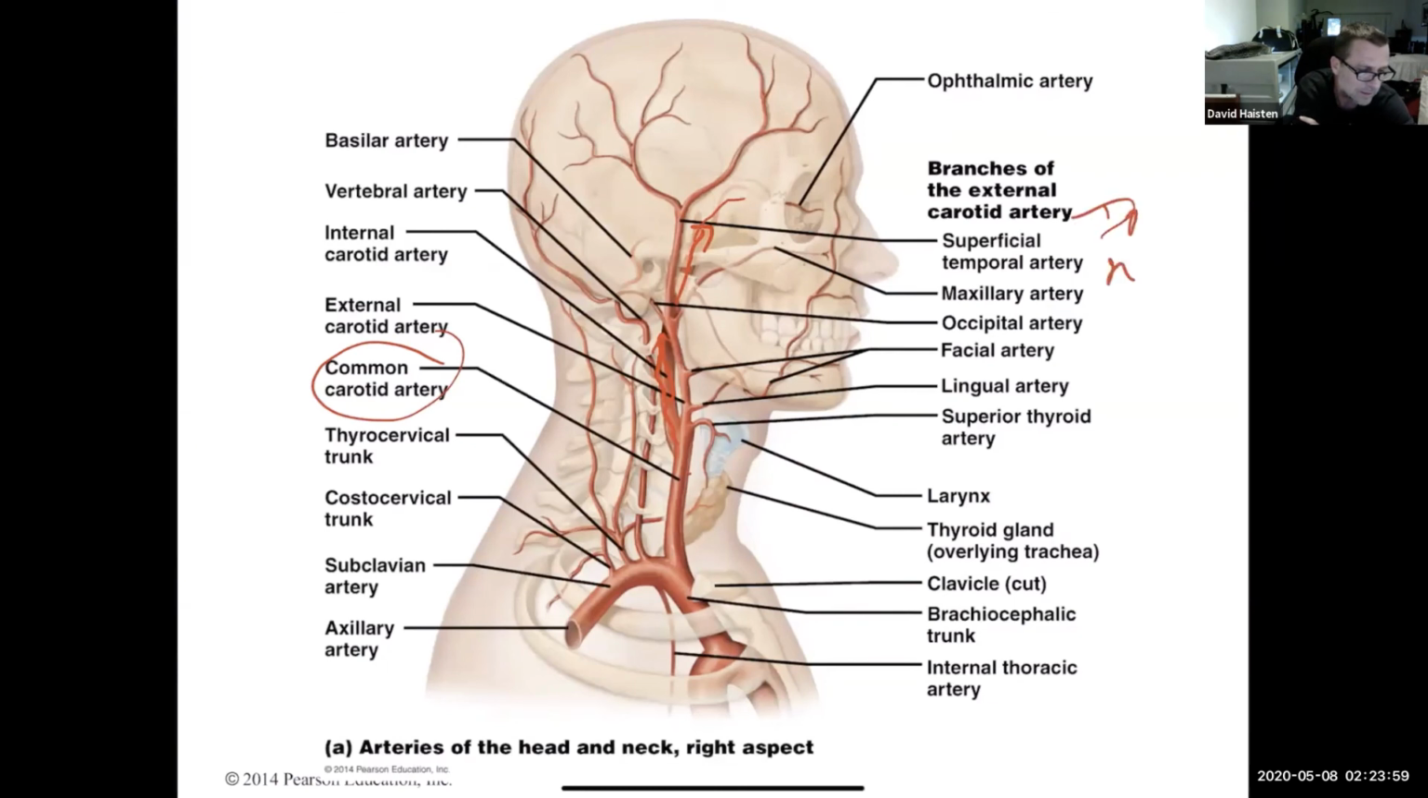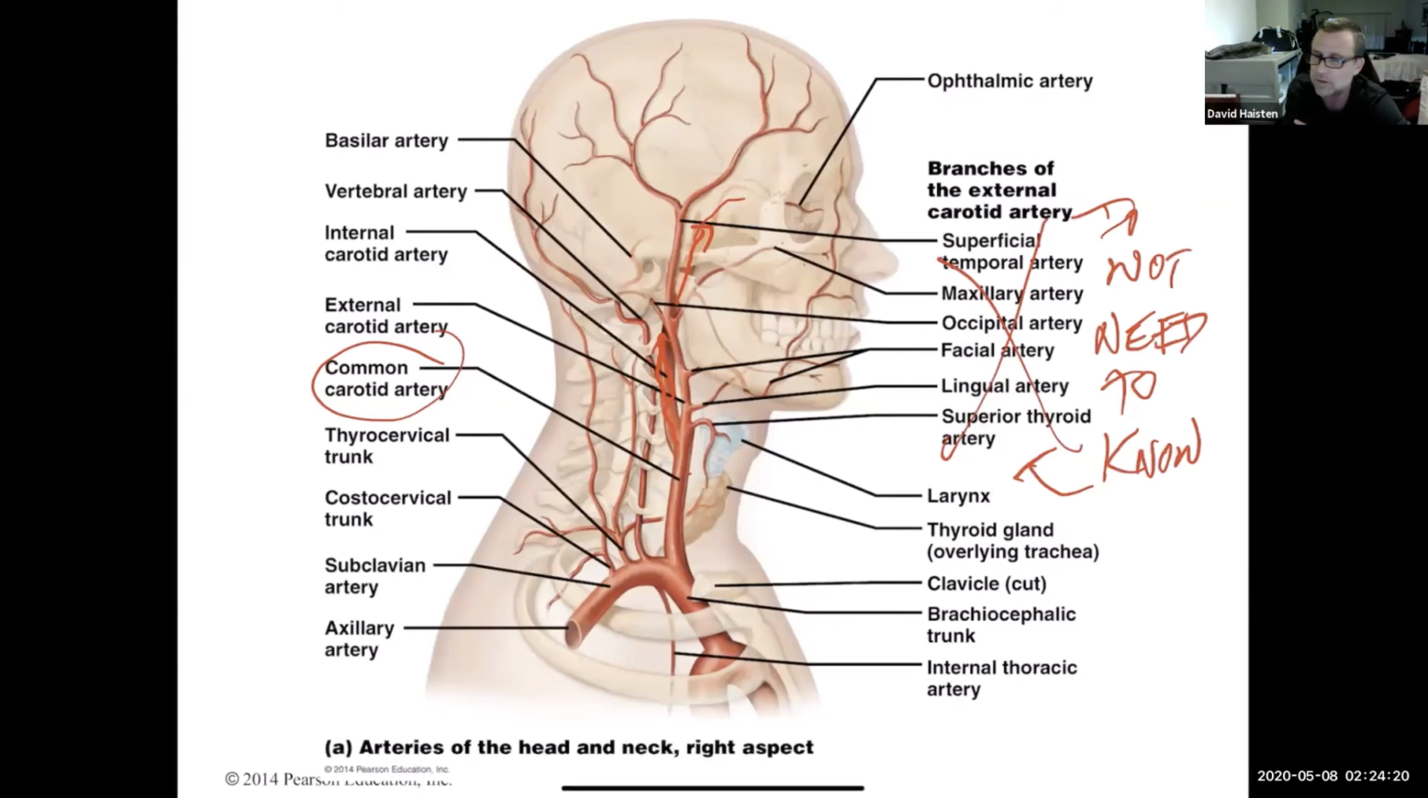you do not need to know all this. All you need to know is that the common carotid artery splits into the external carotid artery and the internal. The internal goes through the carotid canal to service your brain. The external has all these branches to all different parts of your head, not to do with your brain. Okay, so the internal, yeah, there's an ophthalmic artery, but whatever.